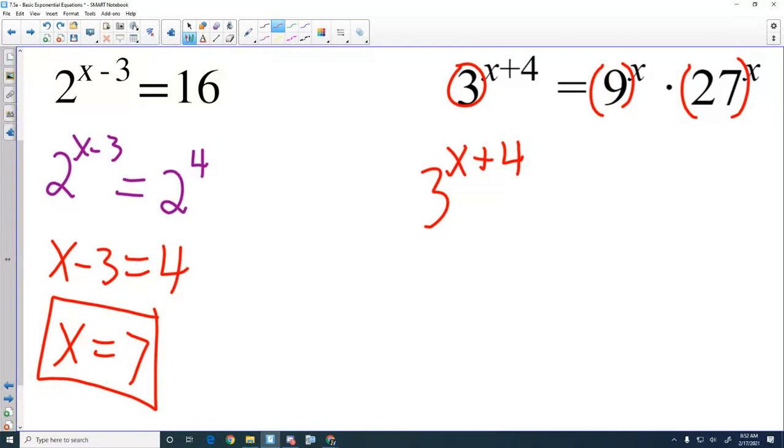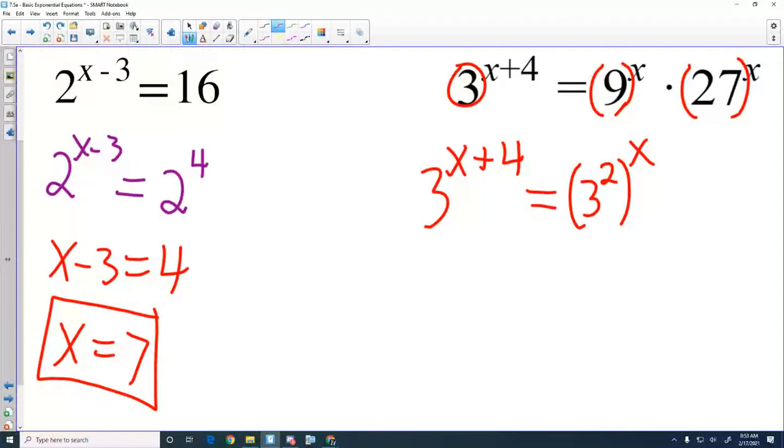But 9, how can I write 9 in terms of 3 to an exponent? Isn't that 3 to the second power? But look what I'm doing. I intentionally wrote this with little parentheses around just the 9. The x is still outside of the parentheses. So I'm replacing just the 9, right? That x is still out there. The 9 is just being written as 3 to the second. It's still being raised to the x. So I'm going to have to multiply those 2 together in the next step.